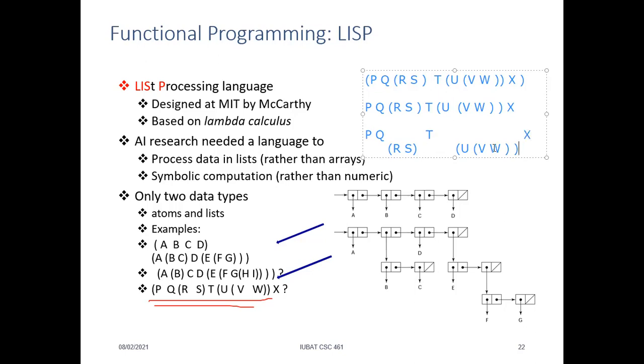So now we'll start removing the brackets again from here. So PQ will be as there, PQ, then the T will be here as well. The X will be here. And because R and S have brackets, we'll remove the brackets. So they will be simple R and S.